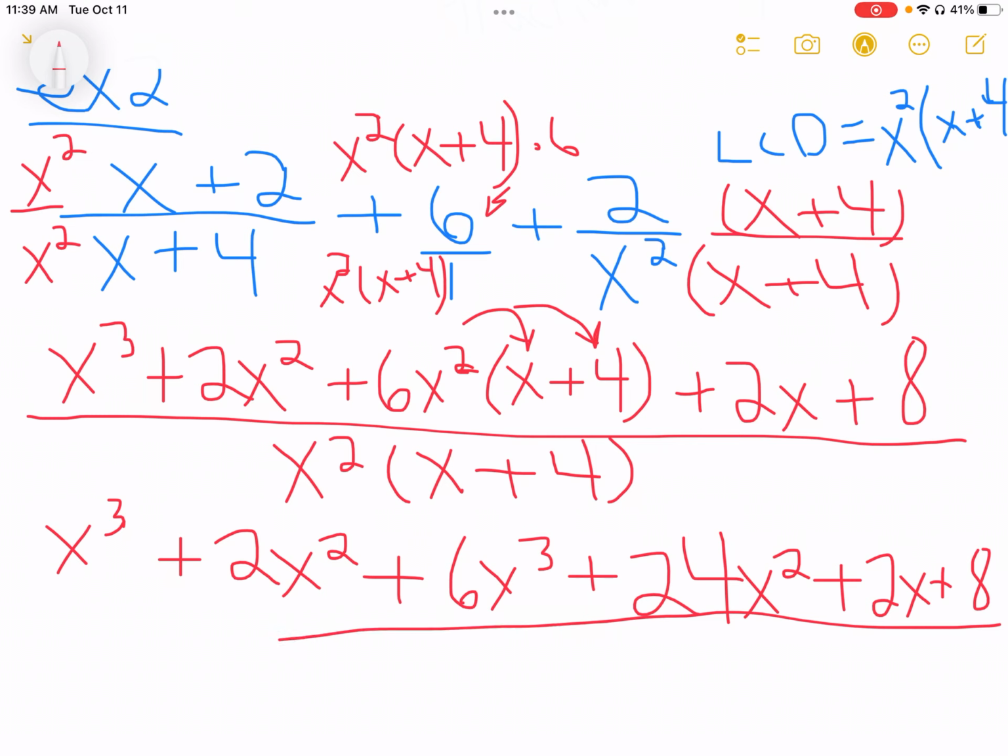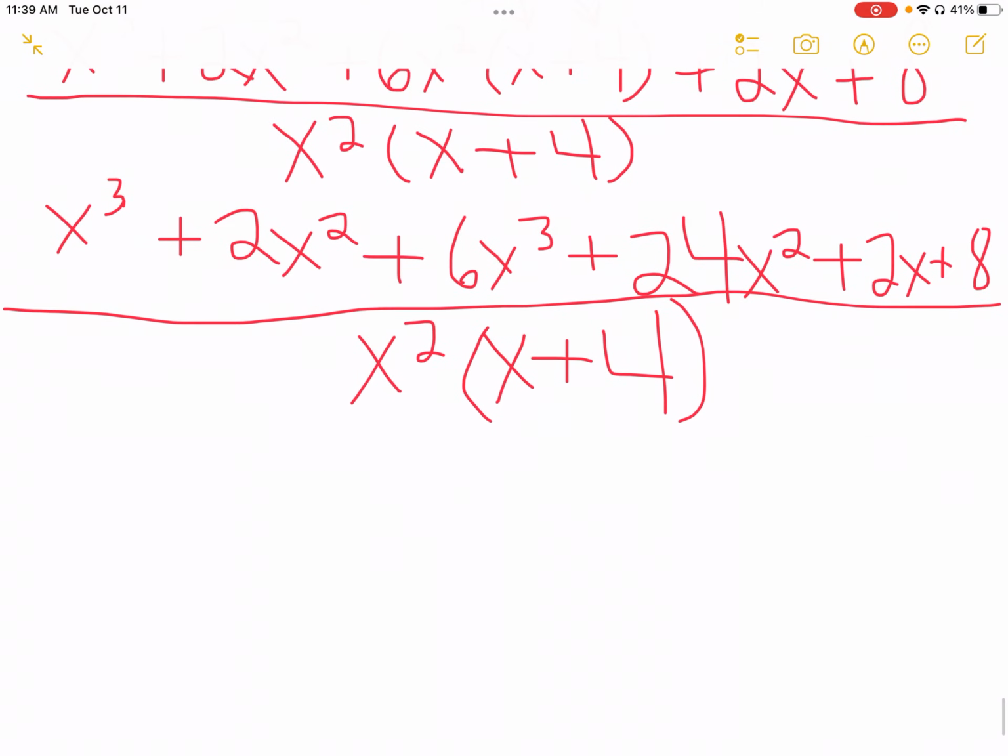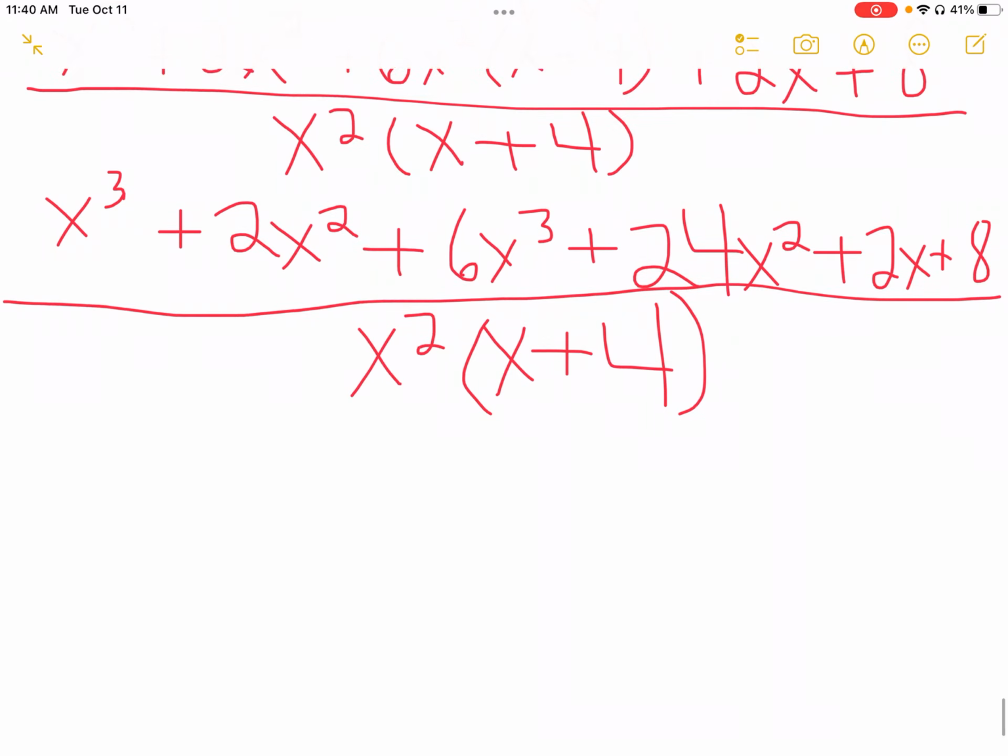And then again, it's all divided by this x squared, x plus 4 denominator. Okay. And you realize, right, I can multiply this denominator out, but I'm just going to leave it like it is because it doesn't need to be simplified right now. So now I'm going to look at my like terms. So I actually have two x squareds right here, right? I have x cubed right here, and then I have 6x cubed over there. So if I add those together, I'll get 7x cubed.